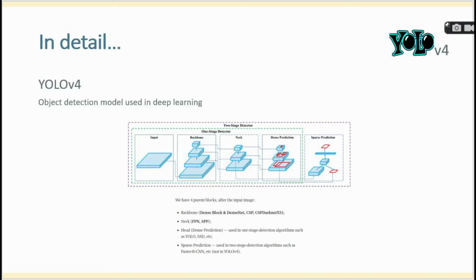This is the structure of the neural network, and the YOLO v4 model uses the CSP Darknet model as a feature extractor model, and the accuracy achieved is about 43.5% for real-time object detection, and the speed is about 65 FPS on a V100 GPU.